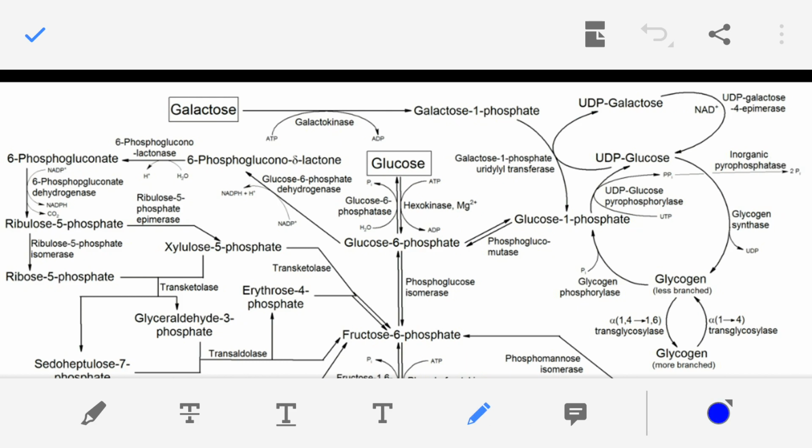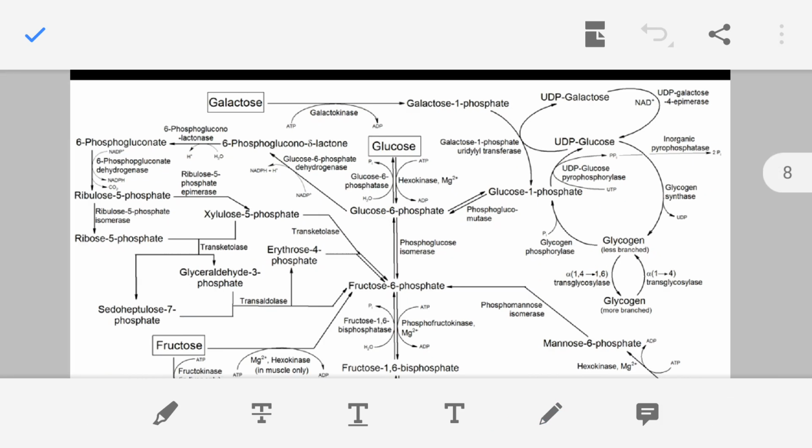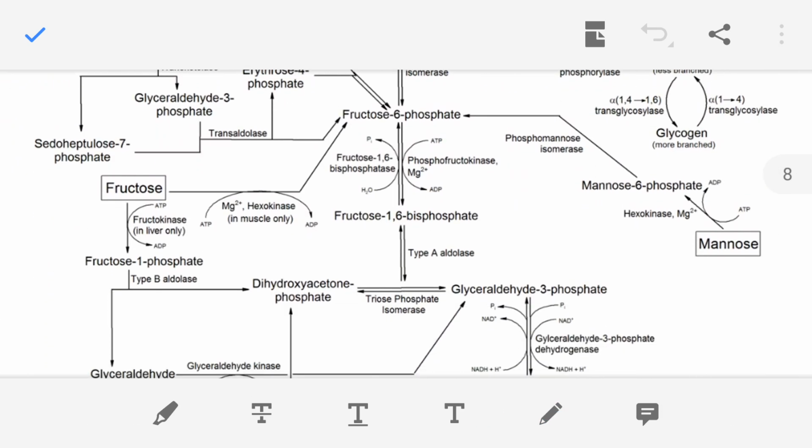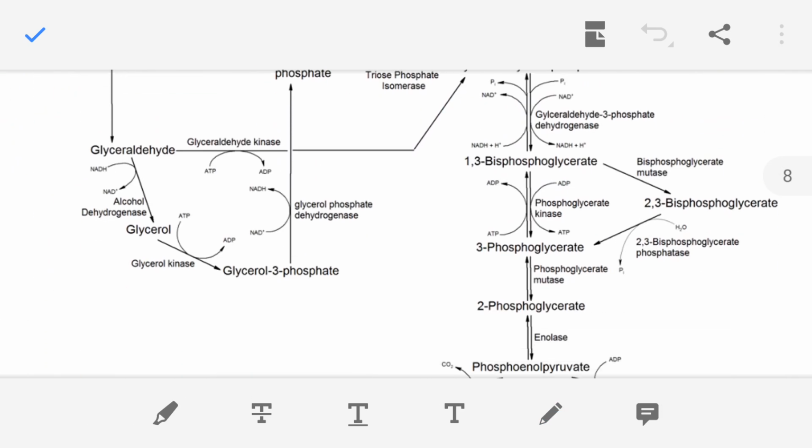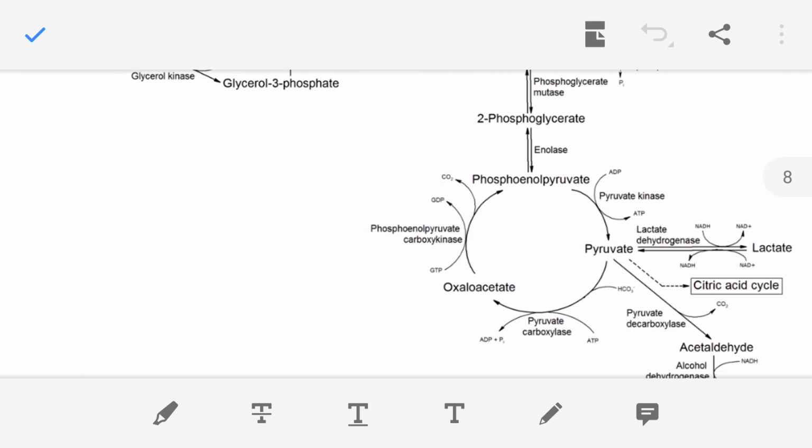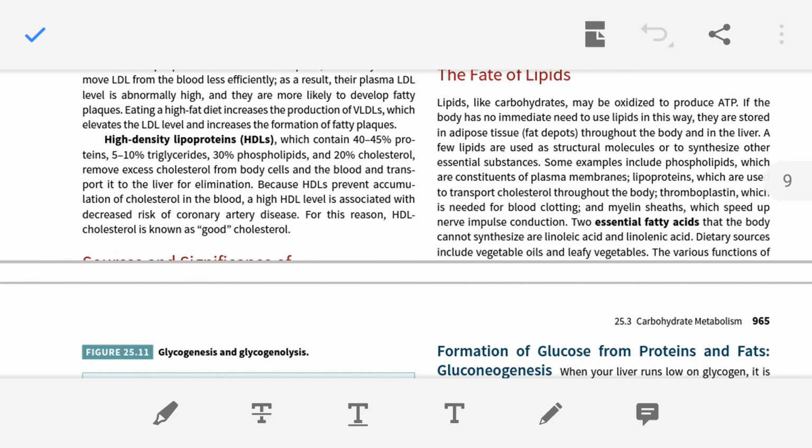Only 2 examples I am discussing with you, considering the depth of your syllabus. So with these 2 things we will remember galactose. Now we are moving forward.